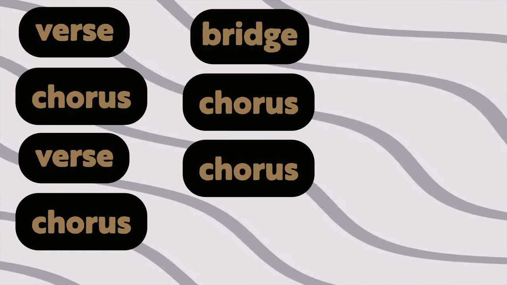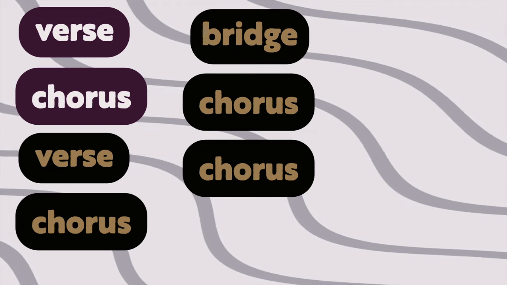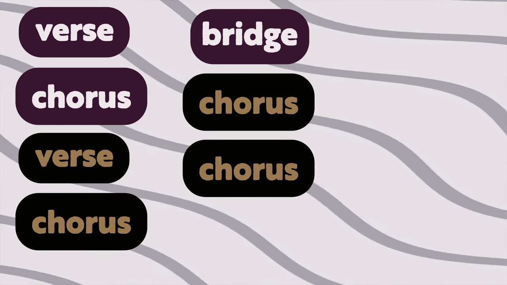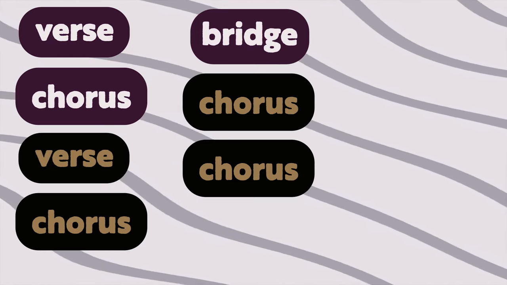Considering that most songs run on between 4 and 8 bars, let's just say 8 bars per verse, you've got one lot of 8 bars to write for a verse, one lot of 8 bars to write for a chorus, and then either 4 or 8 bars to write for your bridge, and that's all you need to write.